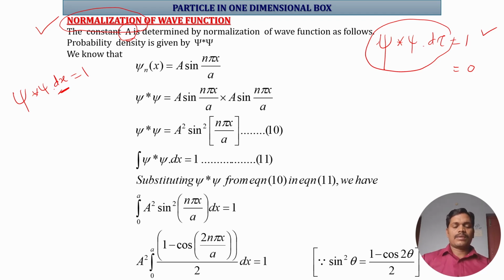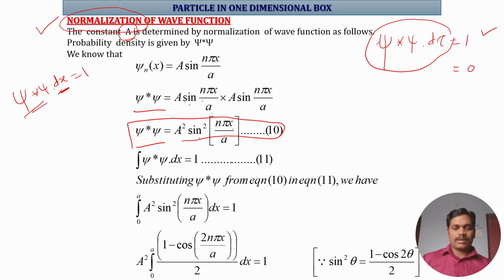So here ψ of x is A sin(nπx/a). We need to find ψ*ψ. So ψ*ψ is A sin(nπx/a) into A sin(nπx/a). So we have ψ*ψ equal to A² sin²(nπx/a). That is equation 10.